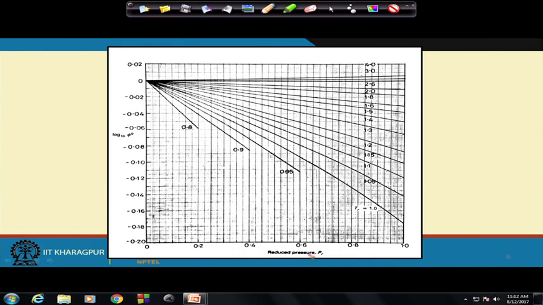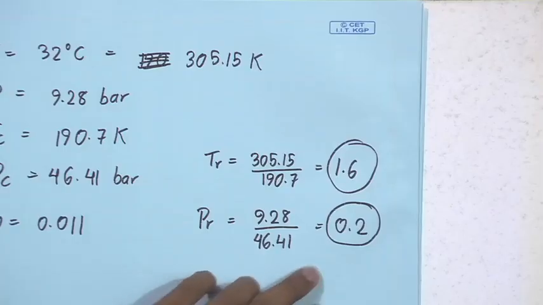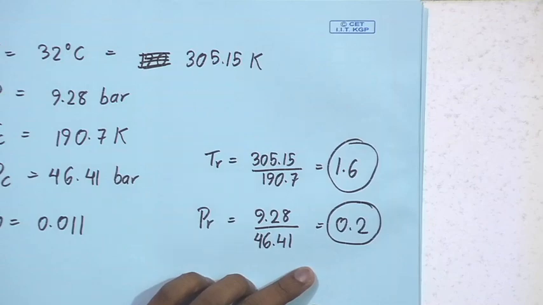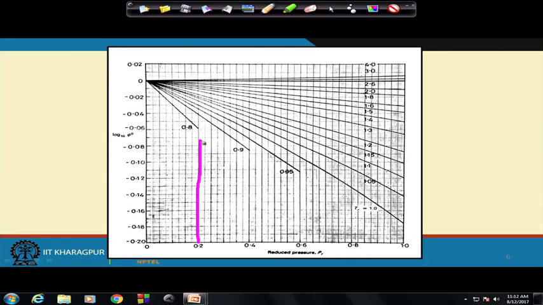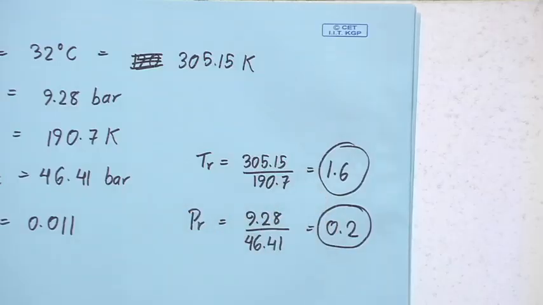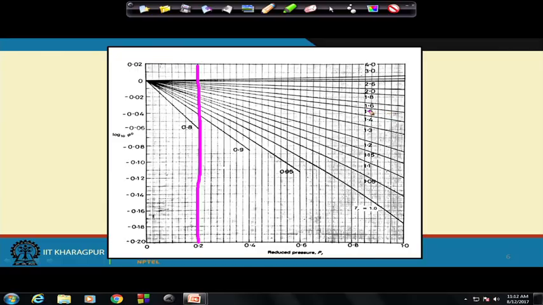We proceed from reduced pressure value, that is 0.2. We go up. Now we know that the value of reduced temperature is 1.6, so we need to find out the line for 1.6 here. It is this line. So it means somewhere here. Then we go horizontally to left. So we get the value of log phi 0.